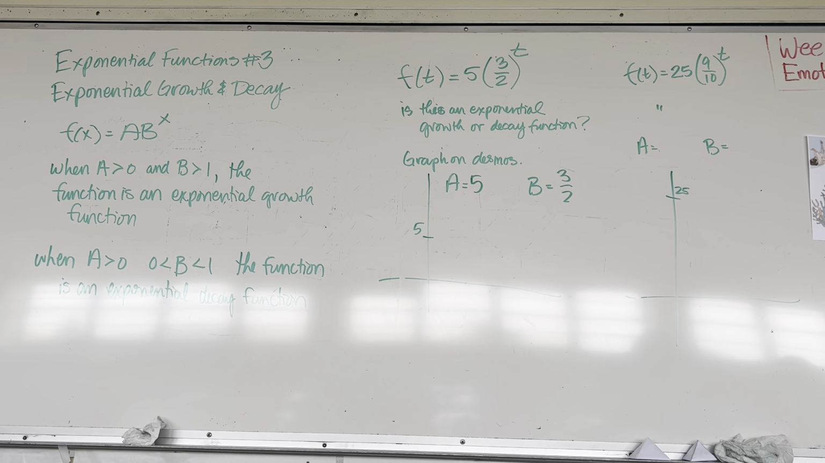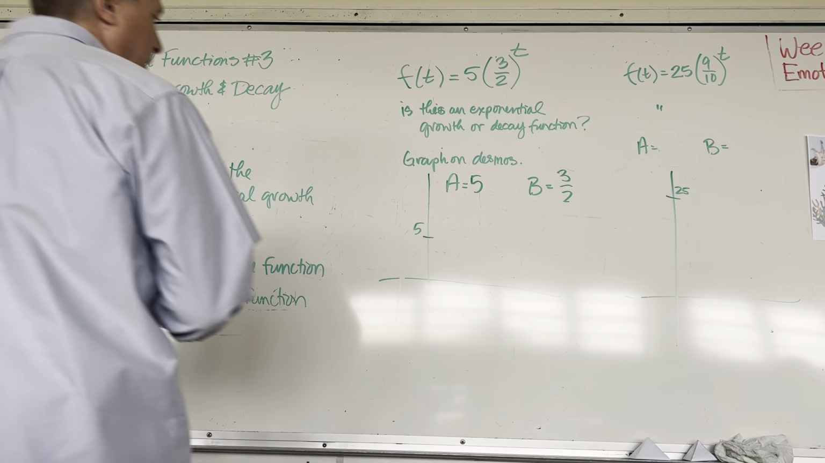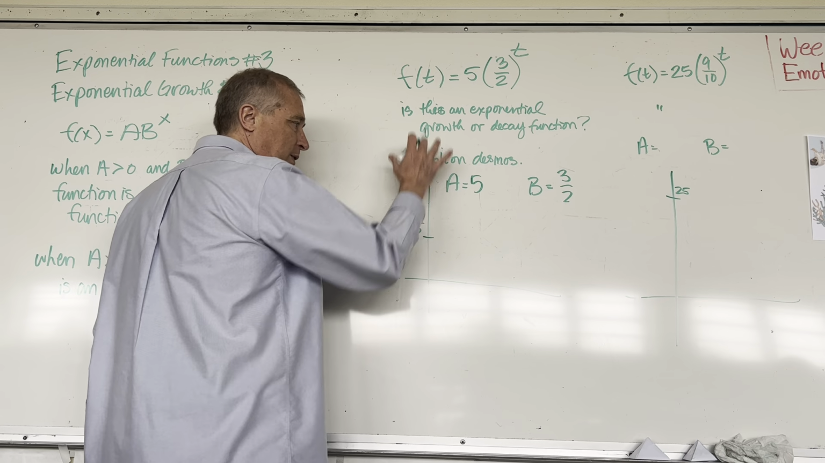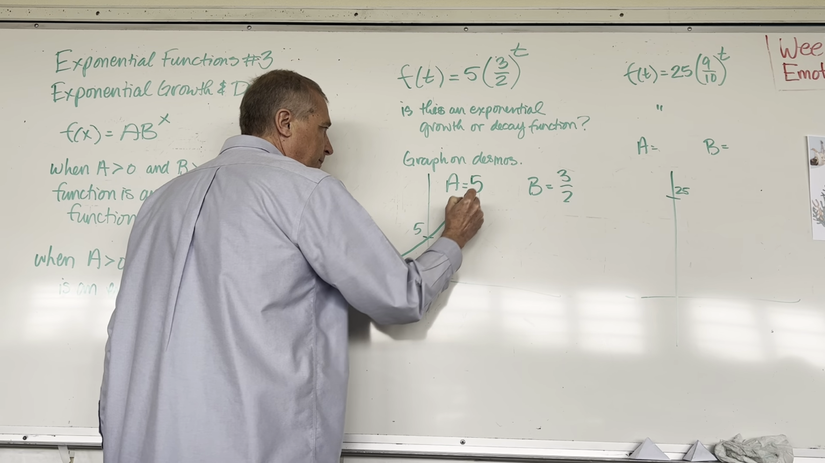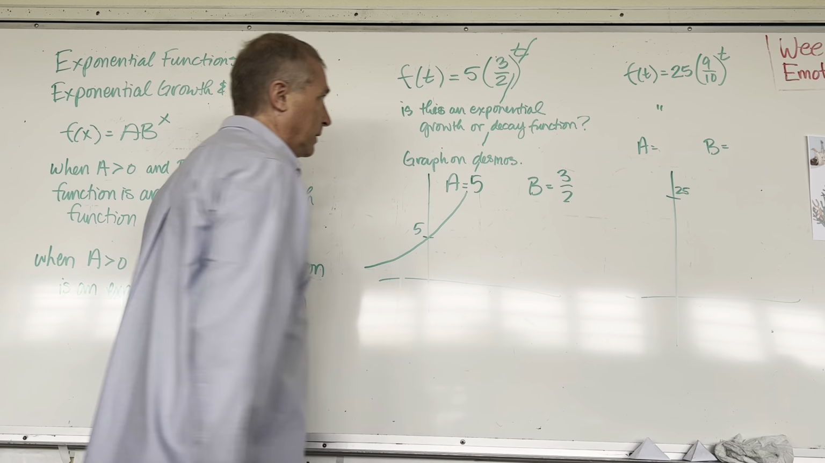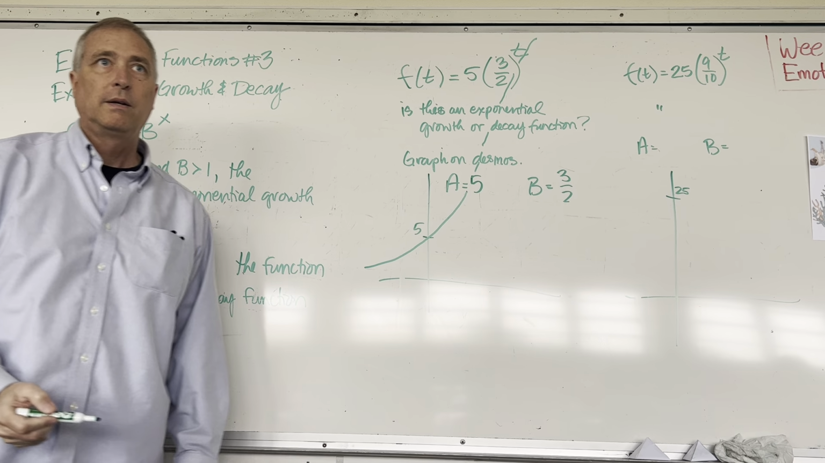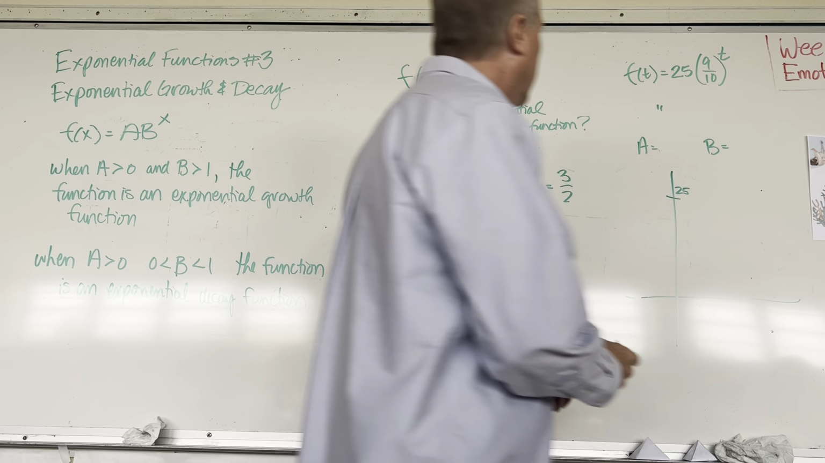There you go. Where does it cross the y-axis? Can you see where it's crossing the y-axis right there? At 5 right here, right? My graph's a little bit different scale-wise than yours, but this graph is going like this. It's going straight up like that. Right? So that's an exponential growth. Go to the next one.